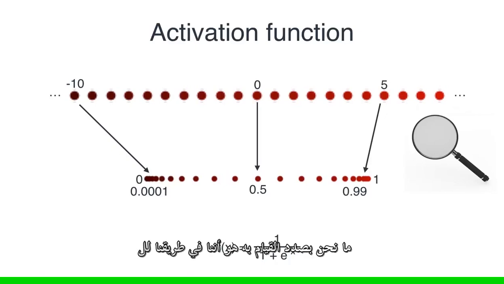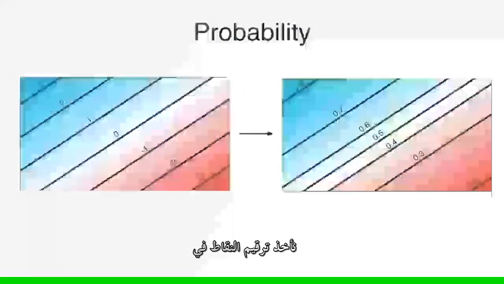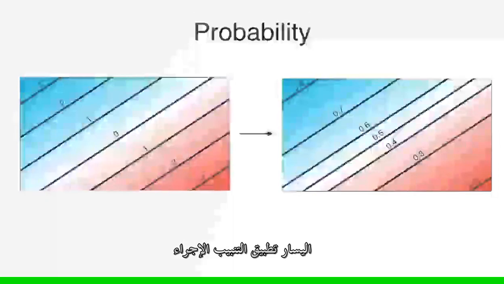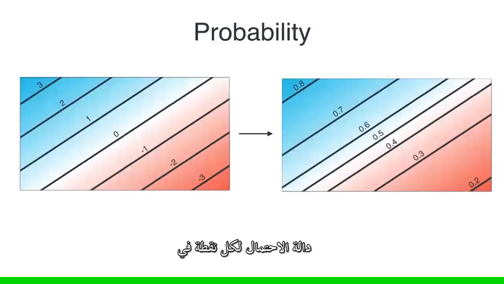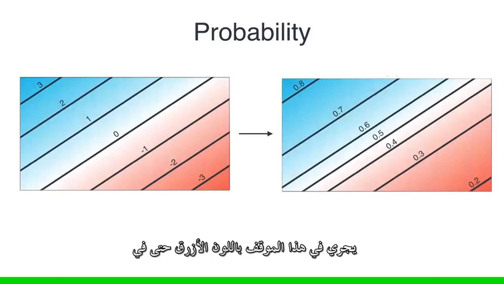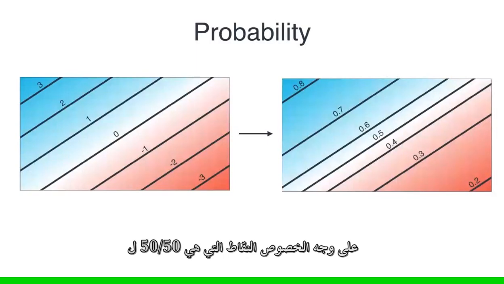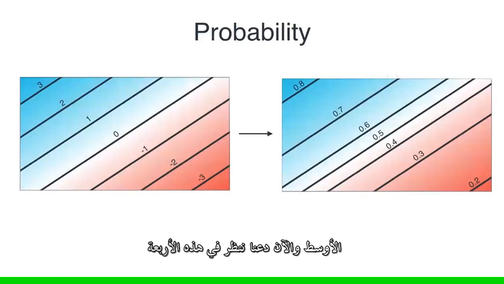So what we're going to do is take our numbering of the points on the left, apply the activation function, and now we get a whole probability function for every point in the plane. Every point in the plane gets assigned a number from 0 to 1, and that number is the probability that a point at that position is blue. So in particular, the points that are 50-50 to be blue or red are on the line in the middle.